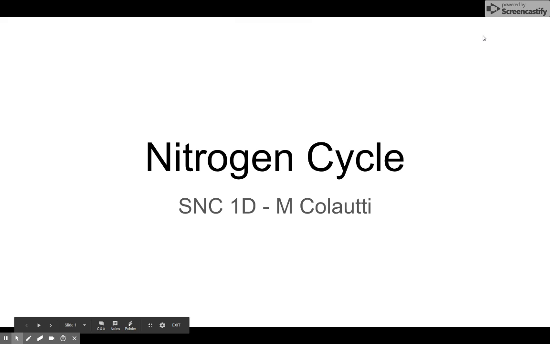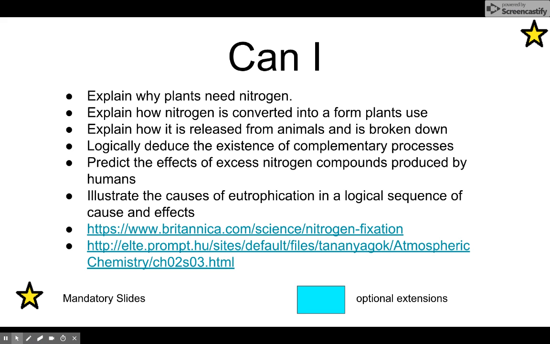All right, this is the nitrogen cycle. It's another nutrient, one you probably have not studied at all. And don't be intimidated. The amount you're going to need to retain is very little. What you're going to have to be able to do is explain why plants need nitrogen, how it's converted into a form plants use, how it gets back out of the animals, and logically deduce the existence of a complementary process, meaning something I've skipped that you should be able to figure out because otherwise you get a contradiction.